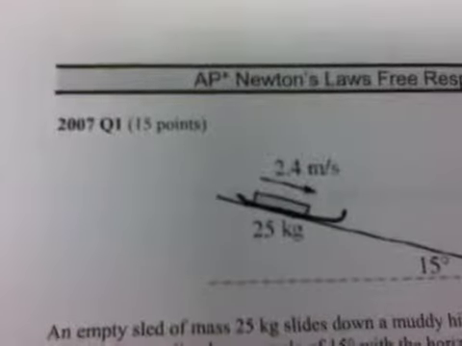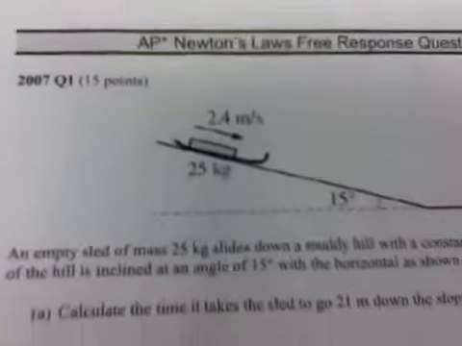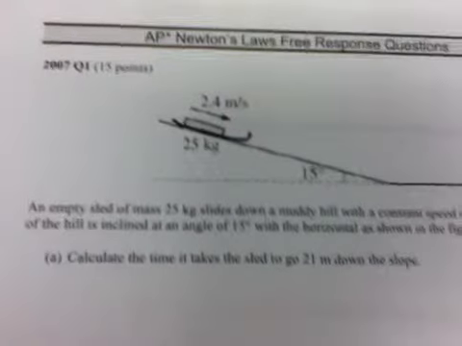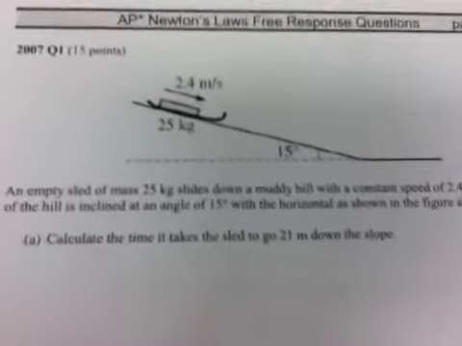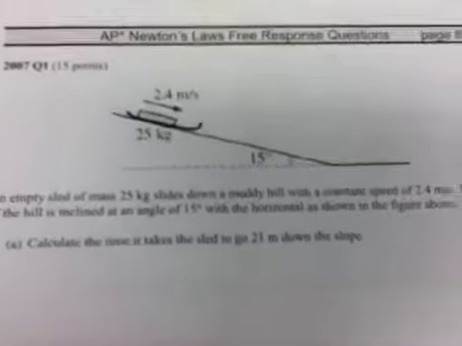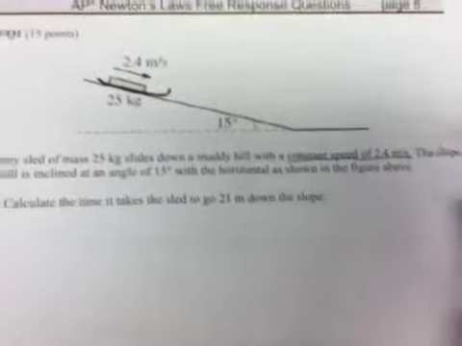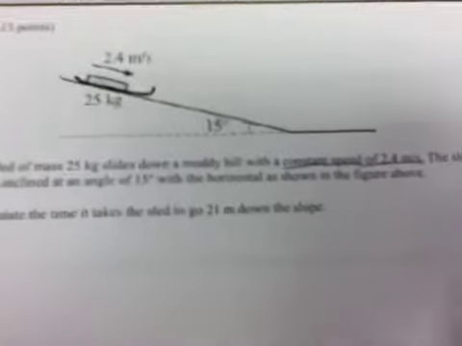All right, so right now we're working on 2007 question 1, and this is the sled one that we did in class. And so we have this empty sled of that mass, and it's a constant speed. So knowing that it's a constant speed, we know that the forces that we're dealing with are going to be balanced because the sum of the forces is going to equal 0.